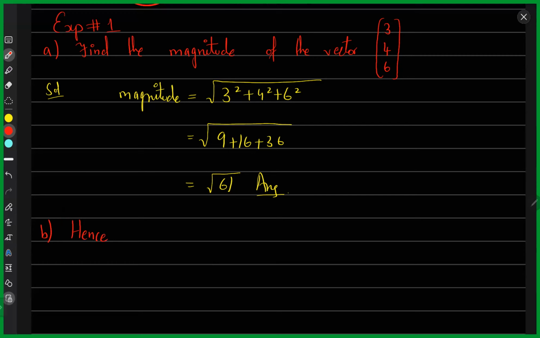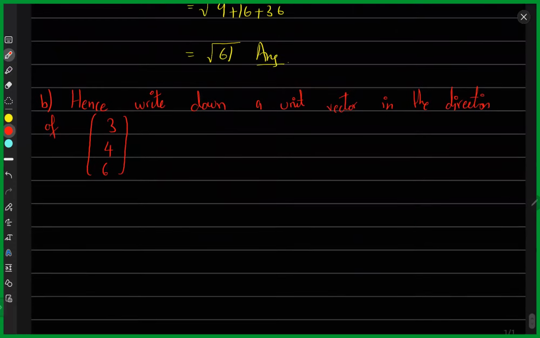Hence, write down a unit vector in the direction of 3, 4 and 6. Okay. Now this is the next part of the question.